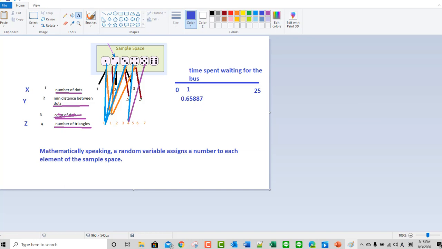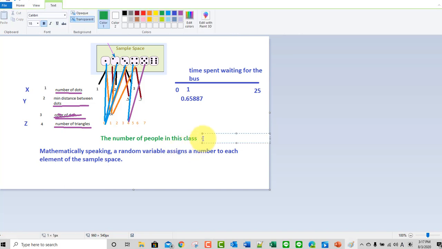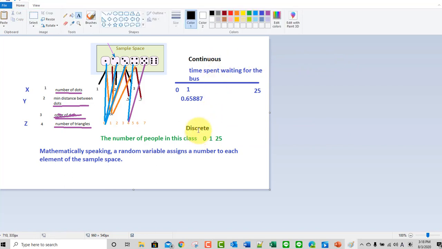On the other hand, we can talk about the number of people in this class, and then we might have 0 people, we might have 1 person, we might have 25 people, but we're not going to have 0.65887 people, right? Or anything in between 0 and 1. So that kind of variable is called a discrete random variable. So we have continuous random variables and discrete random variables.